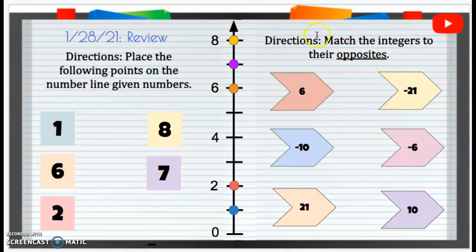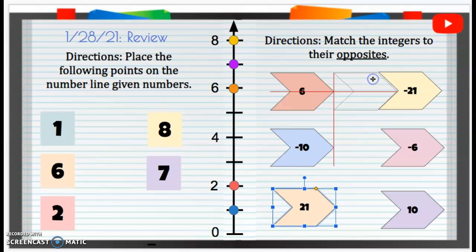Now let's take a look over at this side. So we're going to match the integers to their opposites. So opposite, remember, the opposite of a positive is a negative, and the opposite of a negative is a positive. So if we have, well, first of all, let's see. Negative 21. What's the opposite of negative 21? 21 is the opposite of negative 21. So I'm going to drag that and match that together.